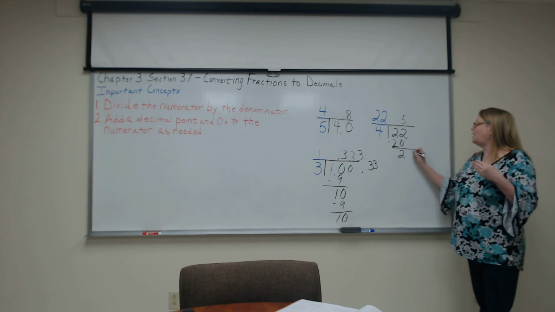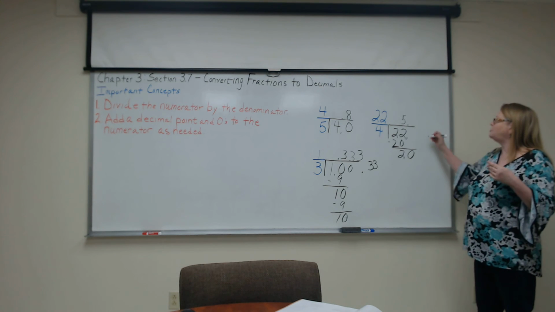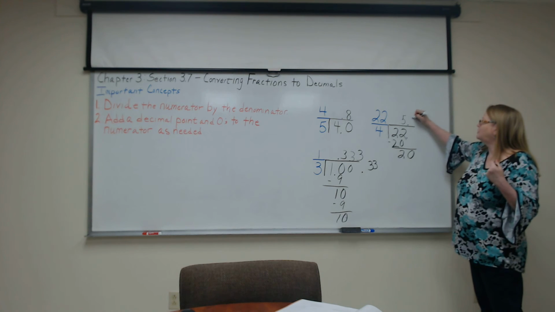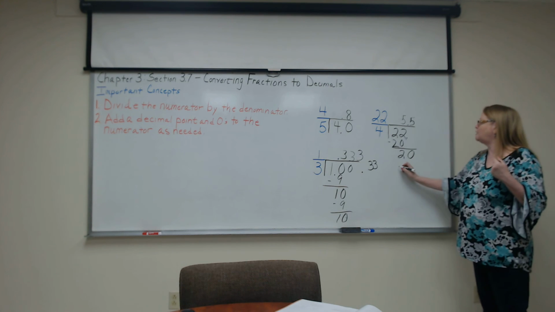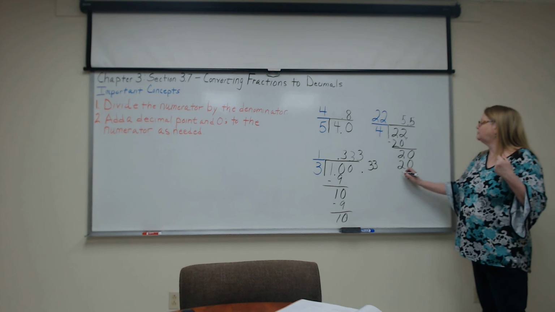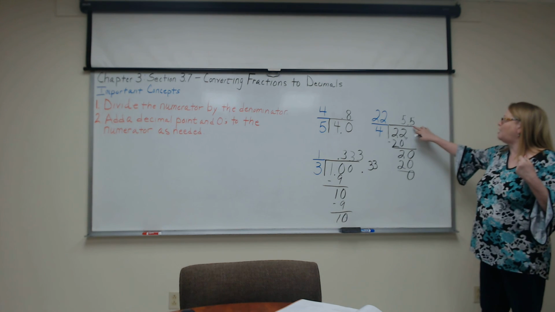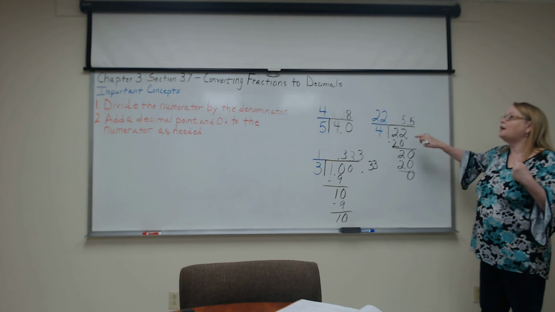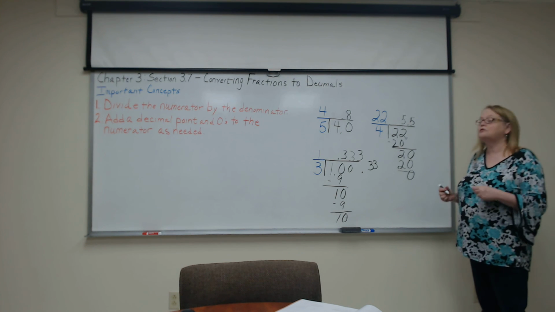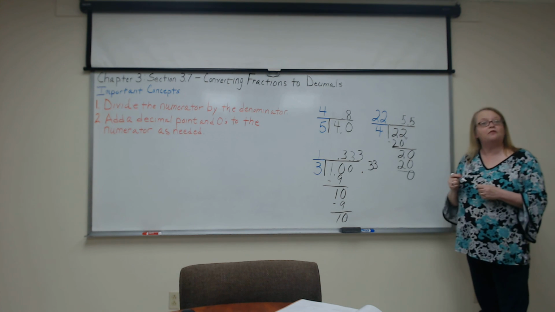I'm going to add a 0 like we do in division. And we know that 4 goes into 20 5 times. 5 times 4 is 20. So then we have our decimal, it looks like 5.5 is our answer. So that's what we do when we're dealing with converting fractions to decimals.